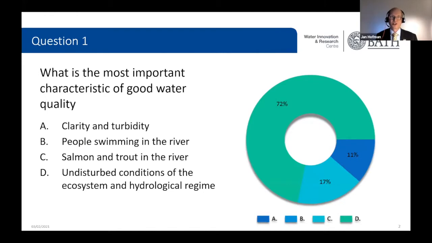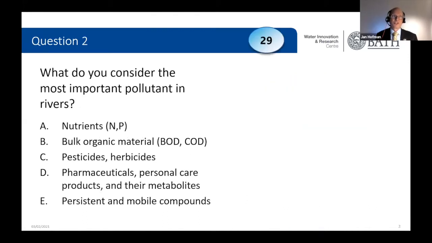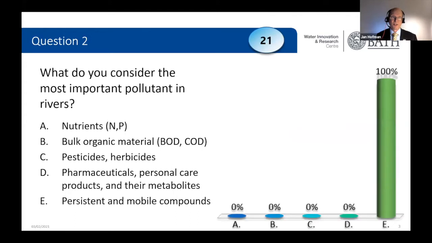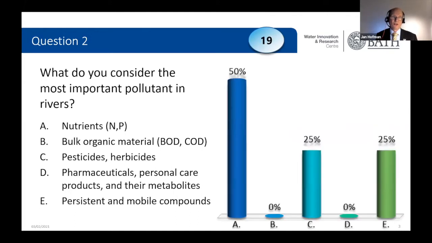We can see that the majority of us think that answer D, undisturbed conditions of the ecosystem and hydrological regime, is the right answer to this. And actually, this is the description how it is formulated, I think, in the Water Framework Directive. Let's go to the second question. What do you consider the most important pollutant in rivers? Nutrients, organic material, pesticides and herbicides, pharmaceuticals, or persistent and mobile compounds?